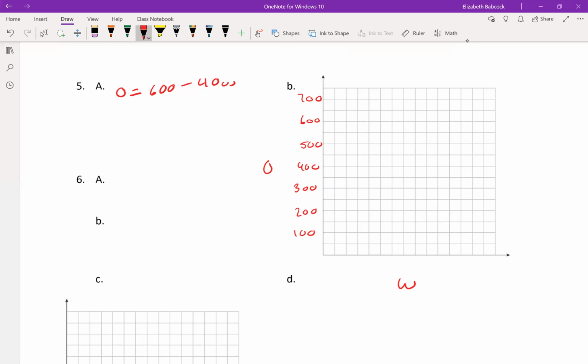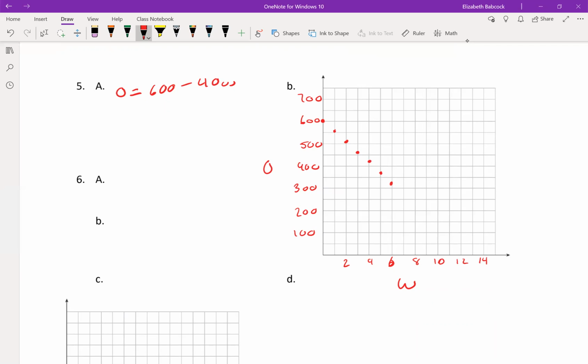We don't need that much, so it's okay. Now, each one is going to be, let's see, each one is a week. So 1, 2, 3, 4, 5, 6, 7, 8, 9, 10, 11, 12, 13, 14, 15. Okay, pretty straightforward. We start at 600. Do week 1, minus 40, we get 560. And we just keep going down the line. Okay, a good way to do it, make sure you make your table.